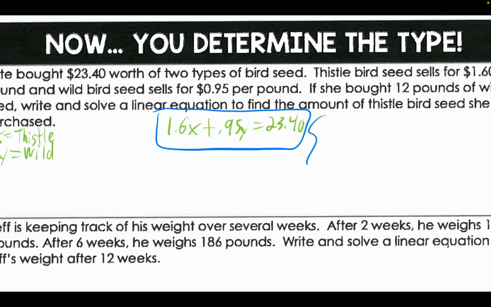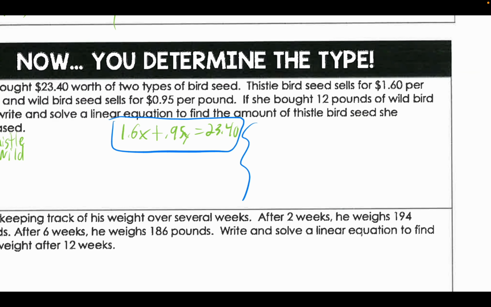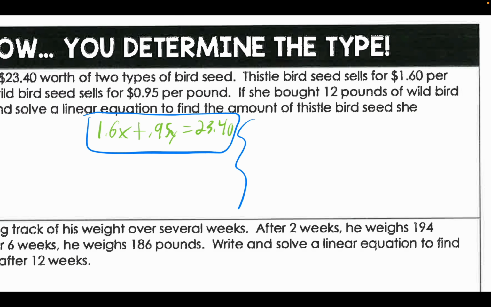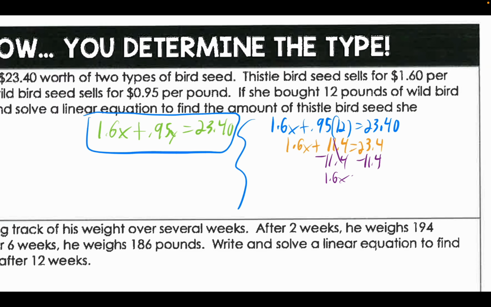And now we're asked, with that equation, we're supposed to find, okay, so if she bought 12 pounds of wild birdseed, we're trying to find the amount of thistle birdseed. So it's 12 going in for y. It's 1.6x plus 0.95 times 12 equals 23.40. So that's 1.6x plus 11.4 equals 23.4. Subtract 11.4. And 1.6x equals 12. Dividing both sides by 1.6.